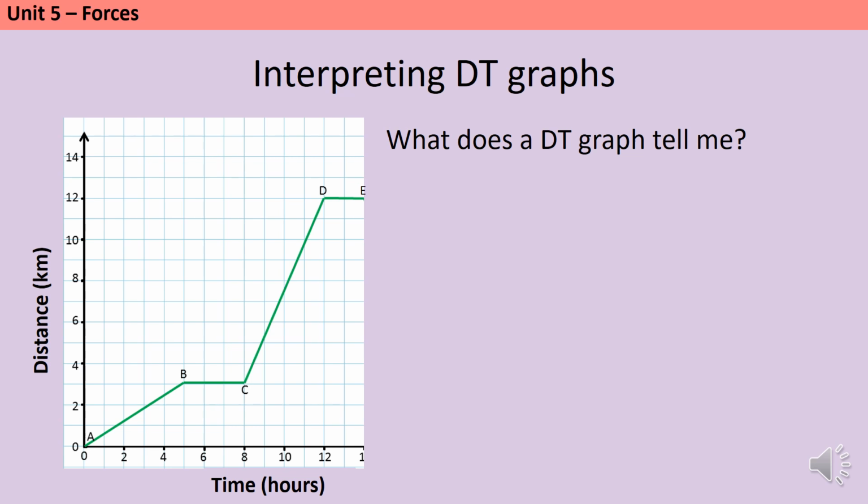It tells me that from 0 hours to 5 hours, where I've labelled it B, the person that this graph represents has travelled 3 kilometres away from their starting point. And then from 5 hours until 8 hours, they've remained 3 kilometres away from the starting point. It's taken them from 8 hours up until 12 hours to move until they're 12 kilometres away from the starting point, and then after 14 hours in total, they're still 12 kilometres away.